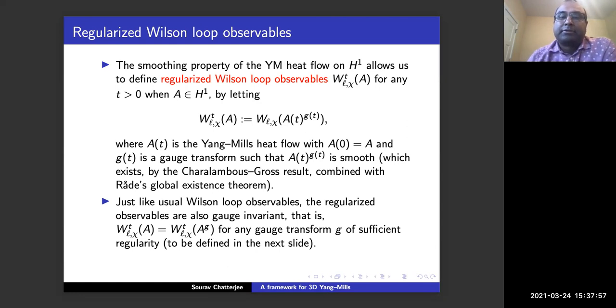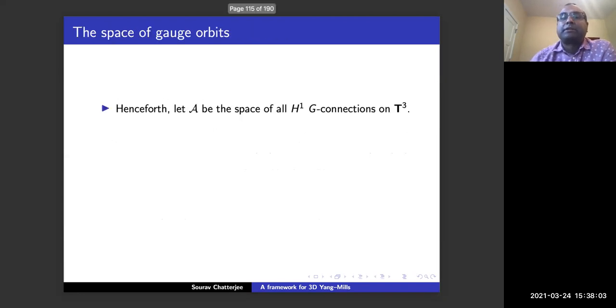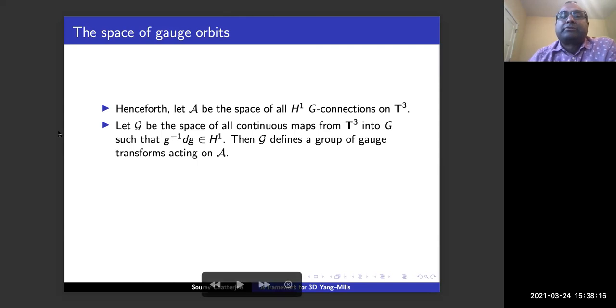Okay. So this regularized Wilson loop observable can be defined on this quotient space. So now let me define what the exact quotient space is. Henceforth, let script A be the set of all H1 connections on T3. We'll work with H1, and there's a reason for that. I'll come to that later. Script G is the space of all continuous maps from T3 to G, so that g inverse dg is in H1. So dg is the weak derivative of g.